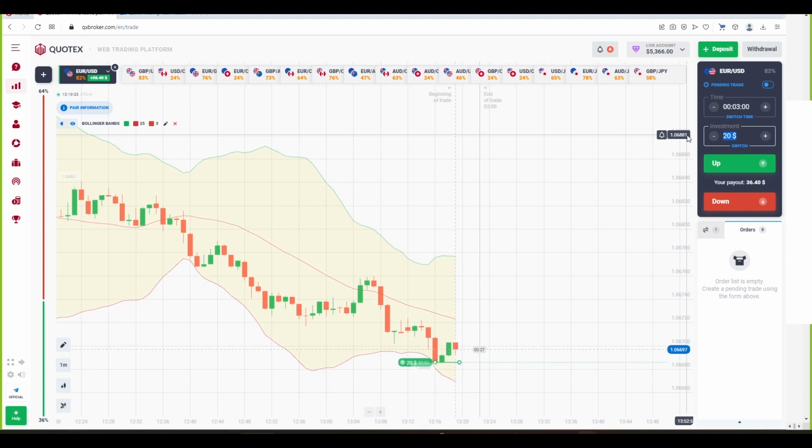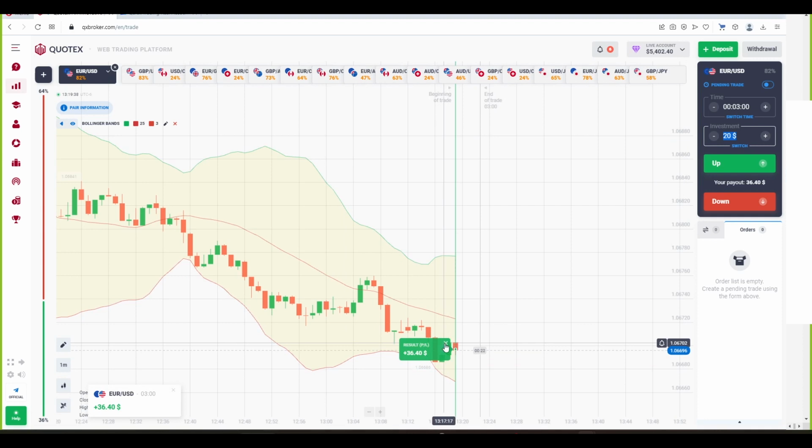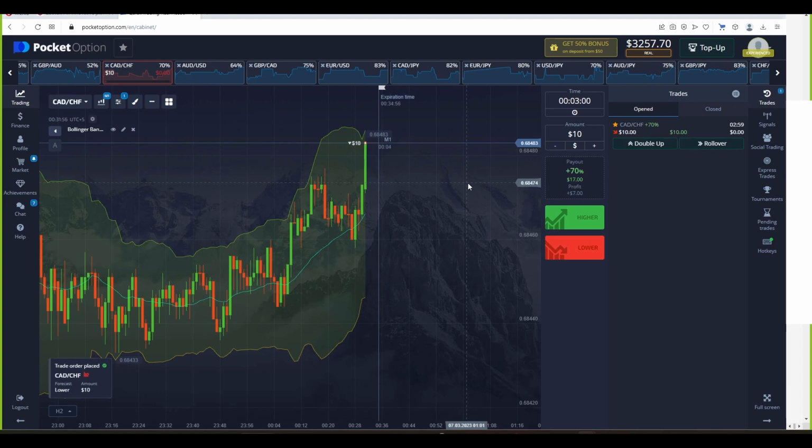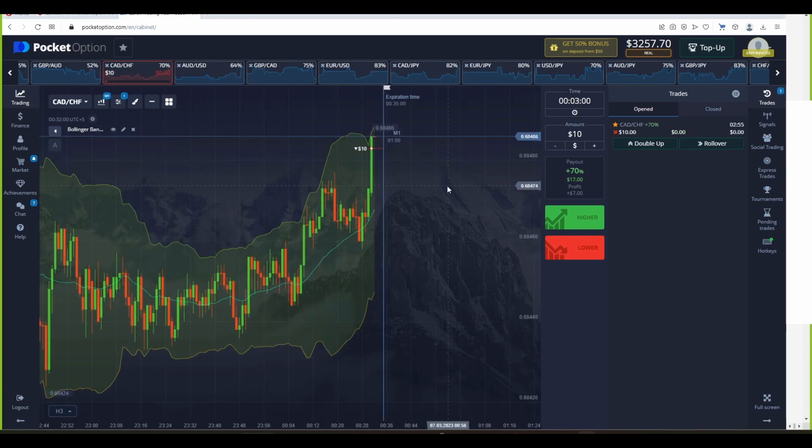My trade is closed with a profit, and now we can move on to the next market situation. Here we see a very strong upward price momentum. As the price approached the upper band, I entered into a put option. Almost right away, the price reached the Bollinger Band, but this is not a serious problem.